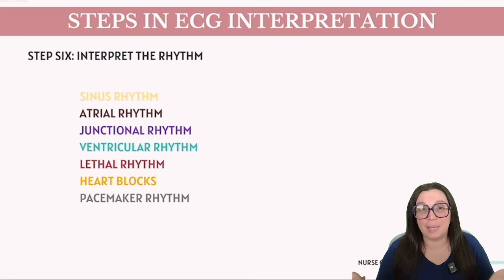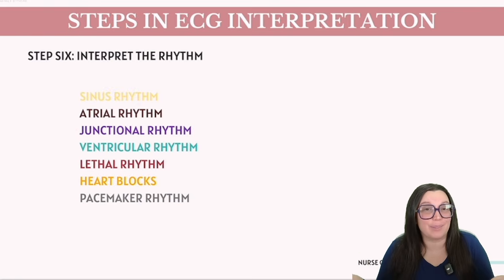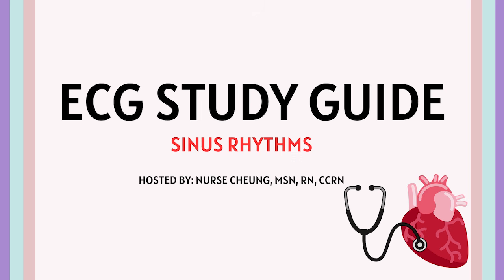And then our final step, step 6, we're going to interpret the rhythm. We could either be looking at a sinus rhythm, an atrial rhythm, a junctional rhythm, ventricular rhythm, lethal rhythm, heart blocks, or we could even have a patient that has a pacemaker. So stay tuned, those videos are going to be coming to help you identify those individual rhythms.